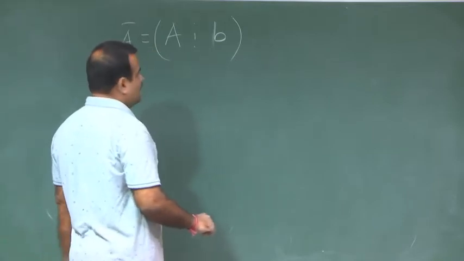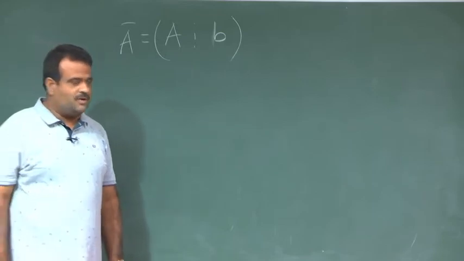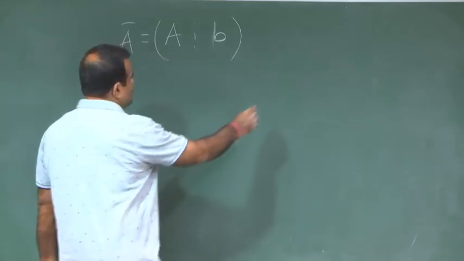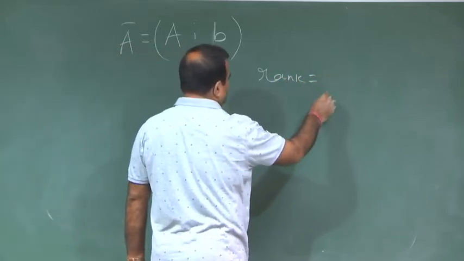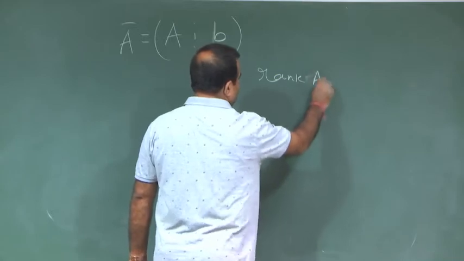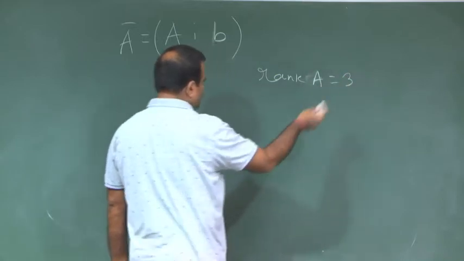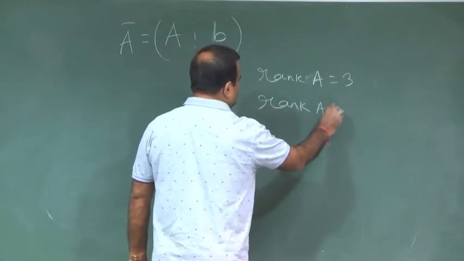Now if the rank of A is less than the rank of the augmented matrix, then eventually what will it end up with? Say, for example, suppose the rank of A is 3, and suppose the rank of the augmented matrix is 4.